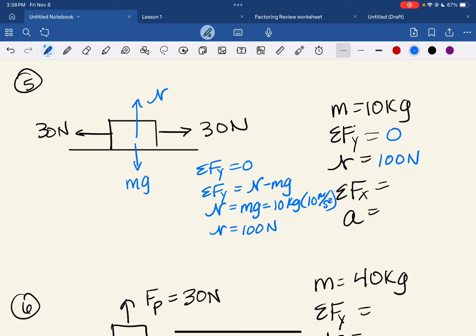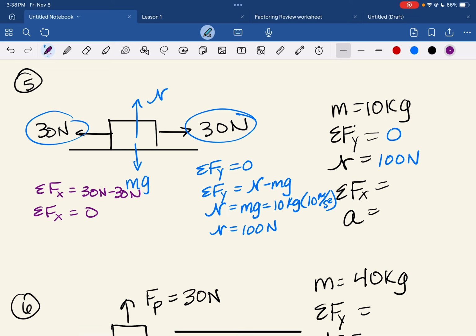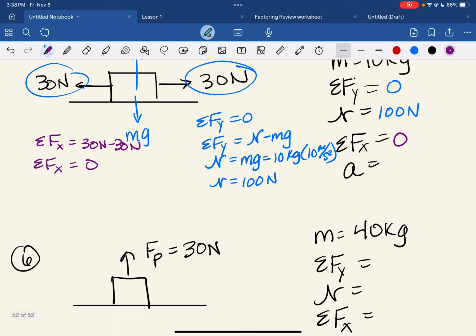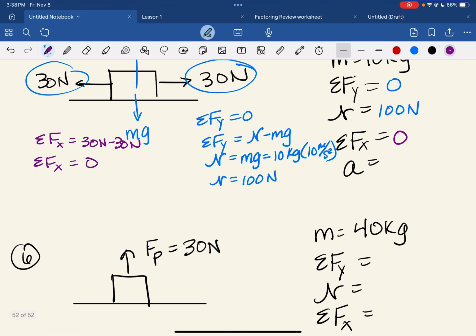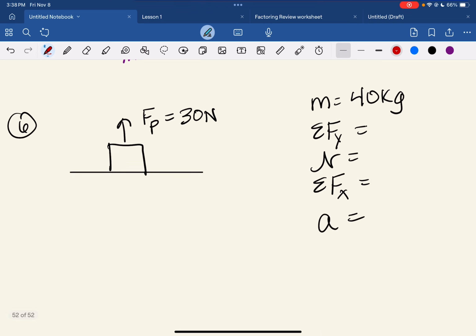And I'm going to now look at my x direction. So I have 30 newtons to the right, 30 newtons to the left. So the sum of my forces in the x direction is going to be 30 newtons minus 30 newtons. So you guessed it, we have 0. So 0 net force. And then if my net force is equal to 0, remember force over mass equals acceleration. Well, if this puppy is 0, then that means my acceleration is also going to be 0.